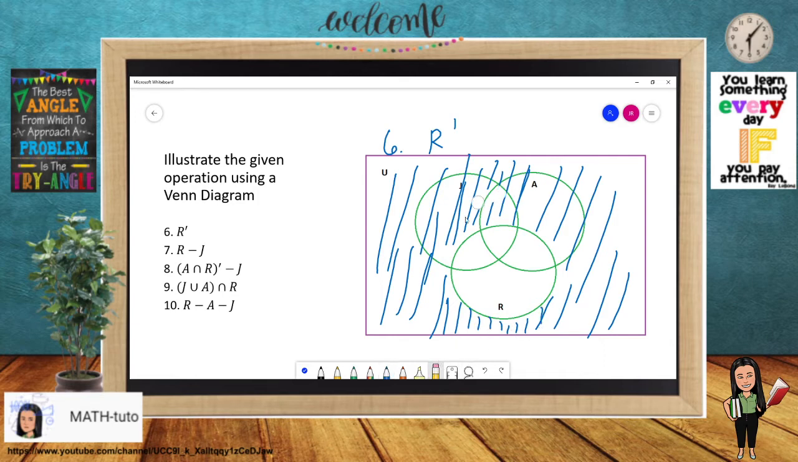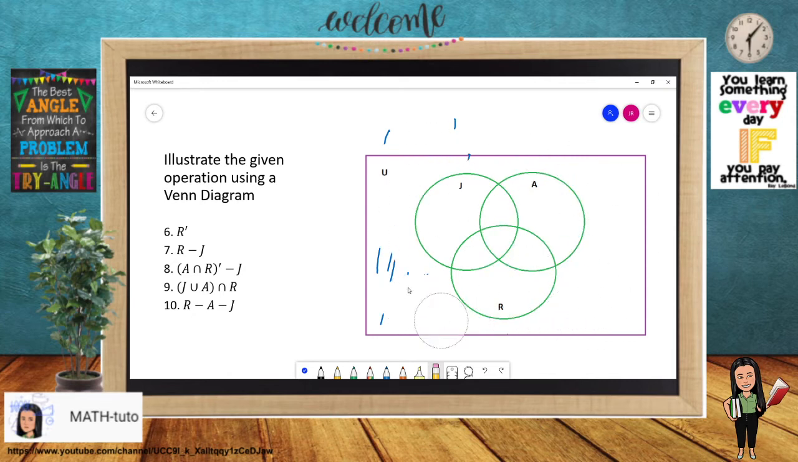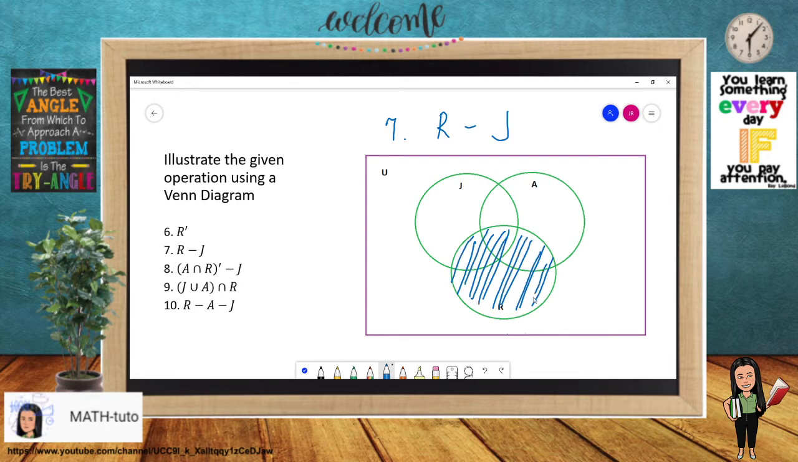Number 7, we have R minus J. Parang yung ginawa natin kanina. Number 7, R minus J. Shade muna natin si R. And then minus J. Yan, that is R minus J.